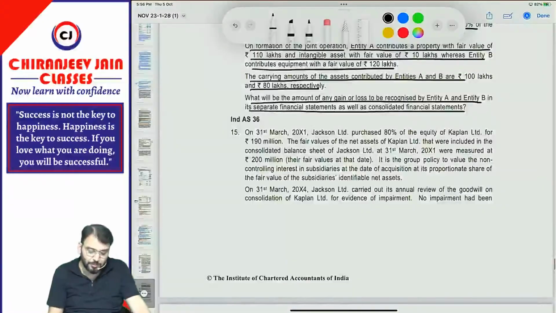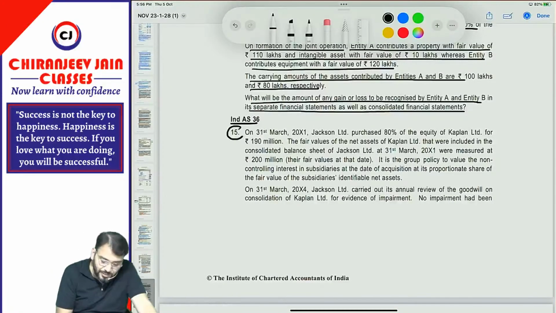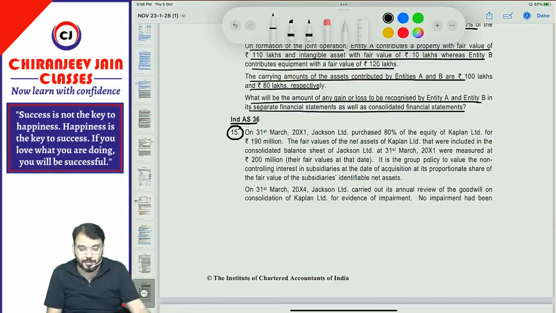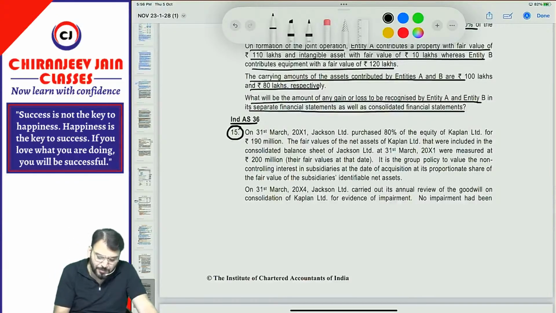Come to question 15. Today it was a very simple question. In day 36, it is a good question. A similar question has been given in the ICAI study material or RTP, MTP. It is a repeated type of question.